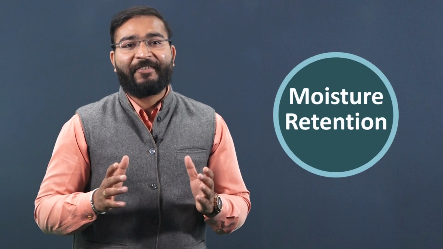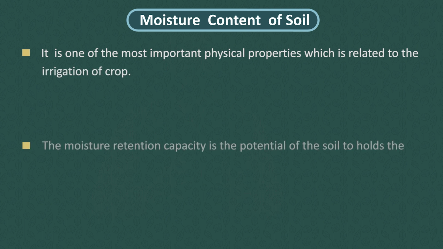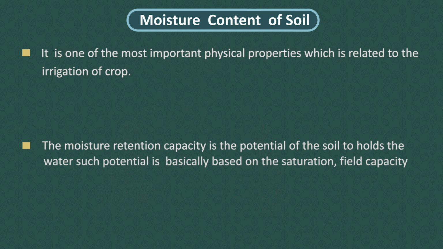Student, the next property is moisture retention. It is one of the most important physical properties related to the irrigation of crops. Typically, the moisture retention capacity is the potential of a soil to hold water. Such potential is based on saturation, field capacity and permanent wilting point. Student, now let us look at them one by one in detail.